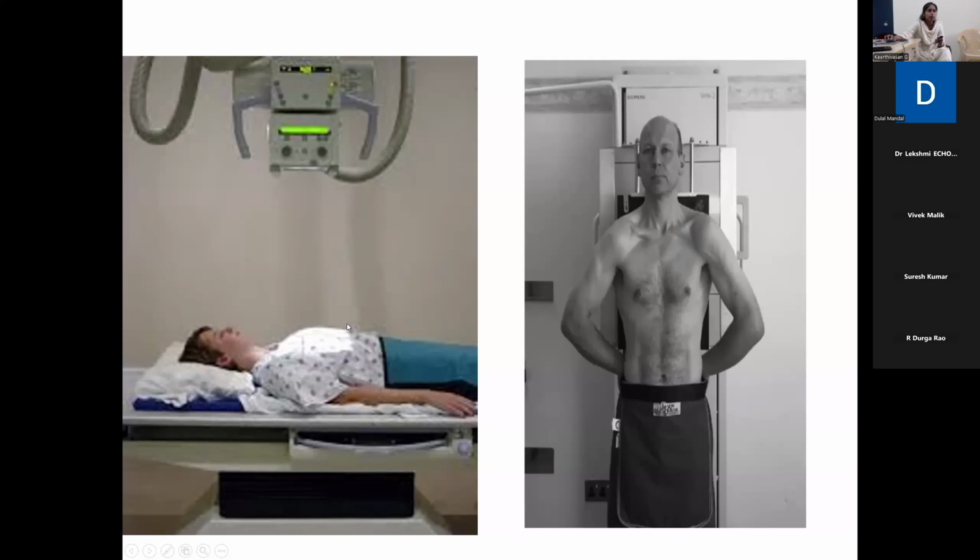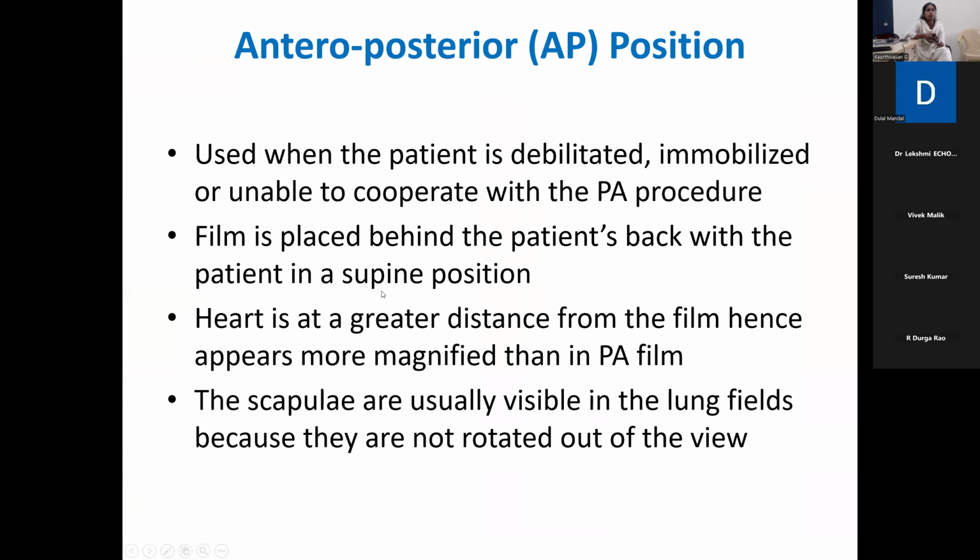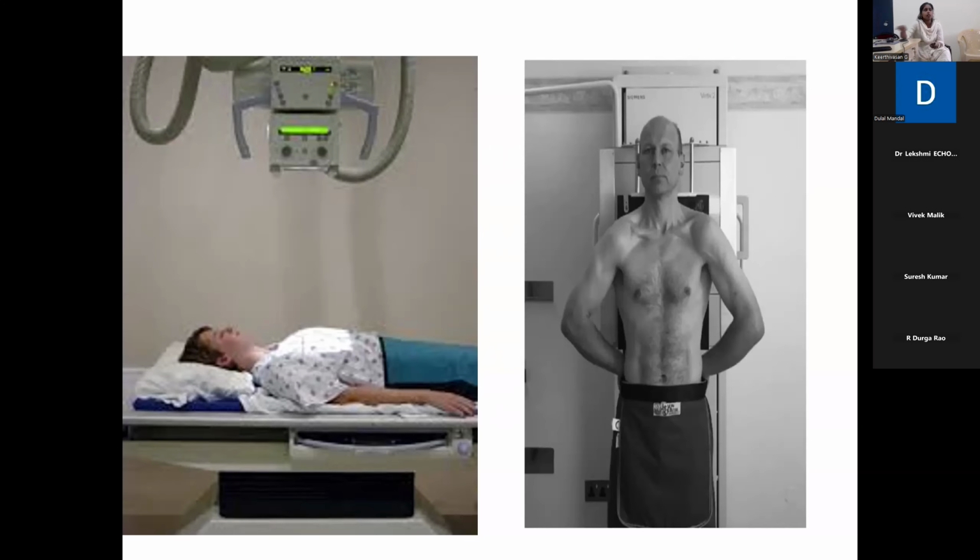And this is the supine position. The X-ray cassette is here. The beam comes from here. Because there is a distance between the heart and the X-ray cassette, in this view the heart will appear magnified compared to a PA view.